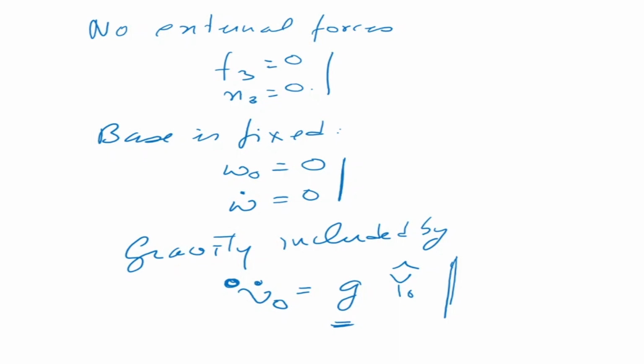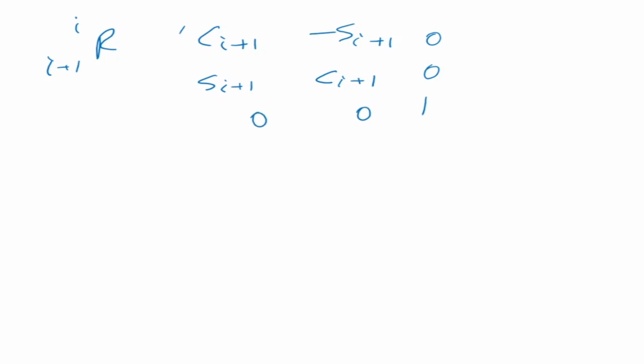Now, what are the rotation matrices? The rotation matrix R from i to i+1 is equal to [cos θ(i+1), -sin θ(i+1), 0; sin θ(i+1), cos θ(i+1), 0; 0, 0, 1]. This is a rotation about z.